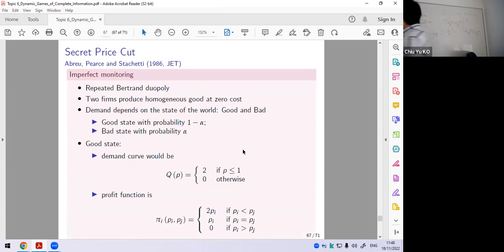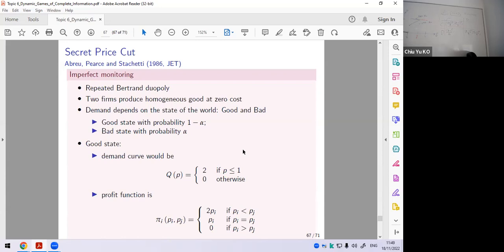Okay. So lastly, we want to give some taste of what we call imperfect monitoring. I would say this is a very huge literature. There are several books actually studying this kind of situation. It is very similar to the model we studied, Bertrand duopoly. We also have a good state of the world and a bad state of the world. We also have a demand curve, same as what we have.